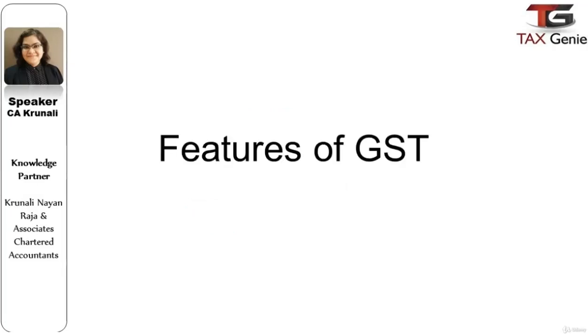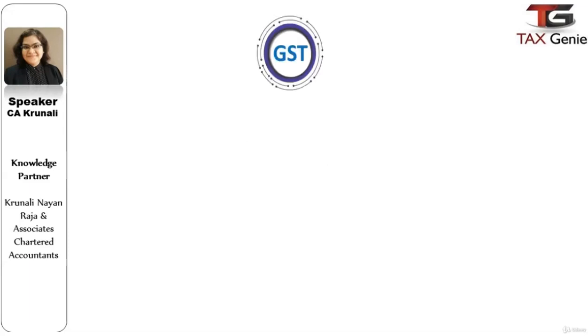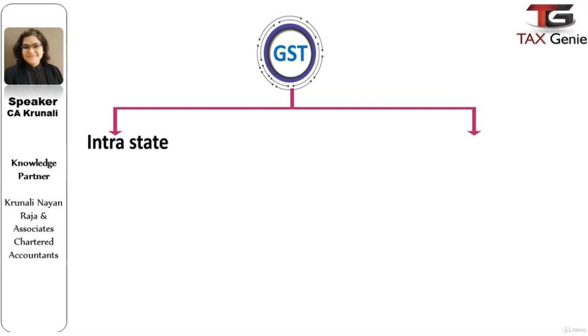While we discussed the introduction to GST and what GST is, we now move on with our next module, which is features of GST. First and the most important feature of GST is that it is a concurrent dual model of GST comprising of central and state GST to be levied simultaneously on the same tax base.